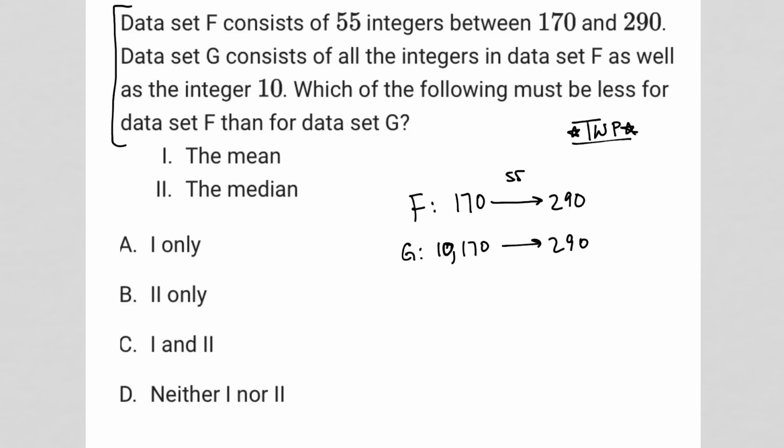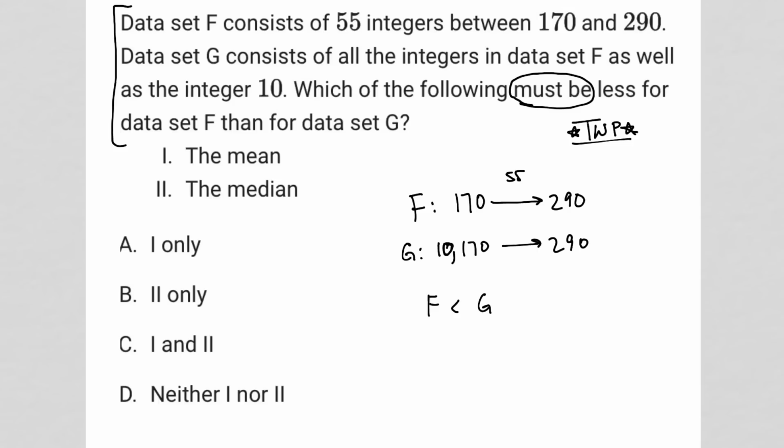Then it says, which of the following must be less? All right, so very, very important. This phrase, must be, means what it says. It's not that you're looking for an answer that could be true. You're looking for an answer that has to be true. So regardless of situation, it has to be true. So which of the following must be less for dataset F than for dataset G? All right, so we want F to be less than G.